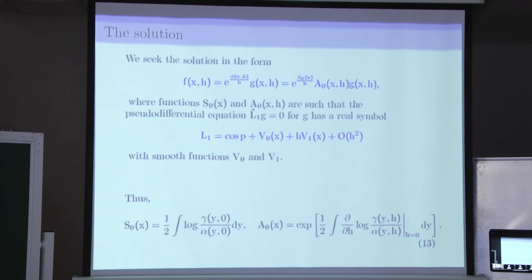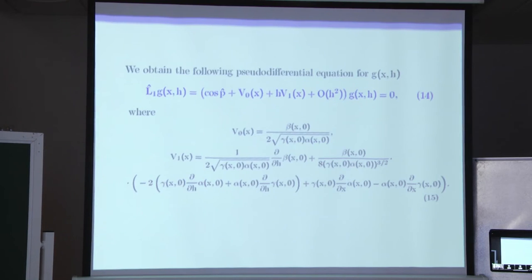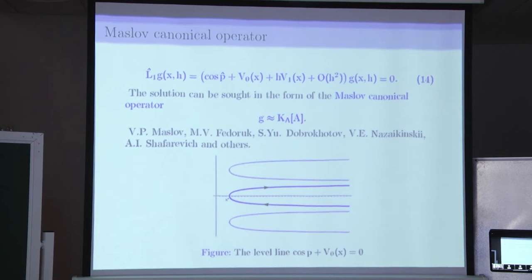And if we do this, we obtain the expressions for the functions S0 and A0, and we obtain the following equation for the function g. It looks like the discrete Schrodinger equation. Here are the expressions for the functions V0 and V1. And so the next step is to find the asymptotic solution of this equation. It can be done using the Maslov canonical operator.